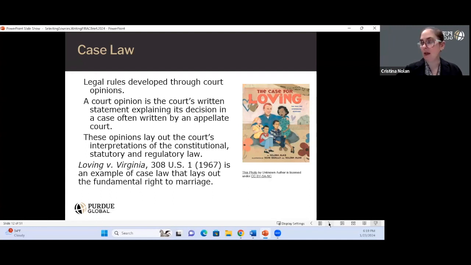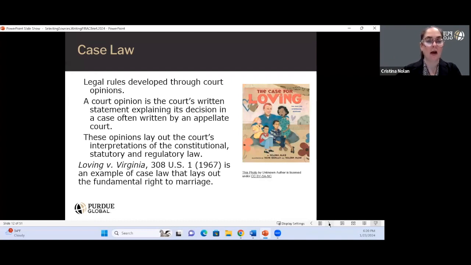What is a court opinion? This is the court's written statement explaining its decision in a case, often written by an appellate court. So, as you might imagine, this is a fairly important document to write. Their opinion, their reasoning, explaining their decision, sort of laying out the law.